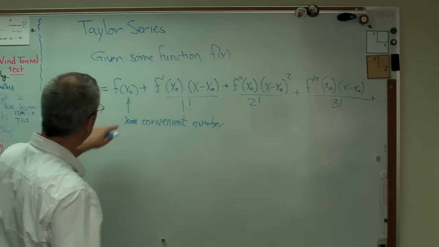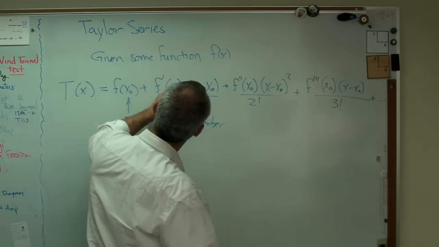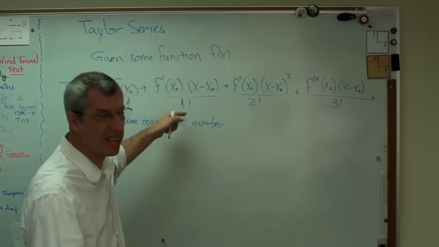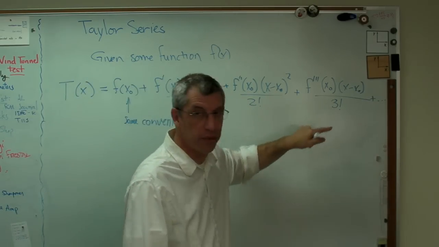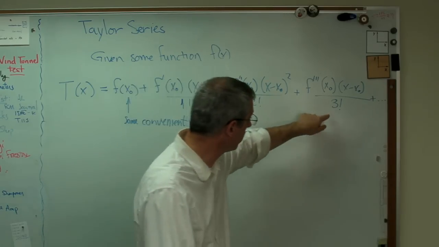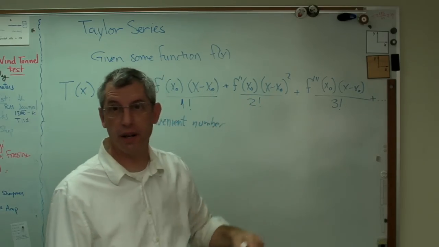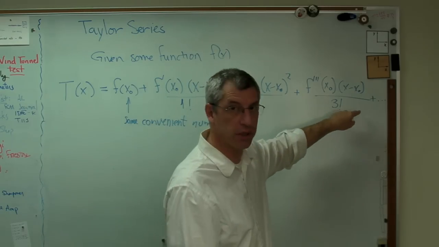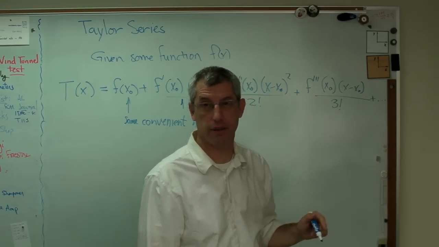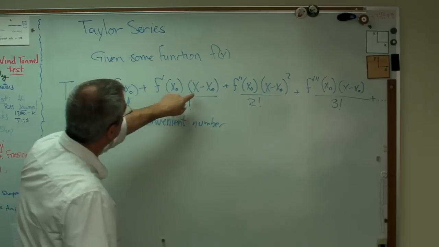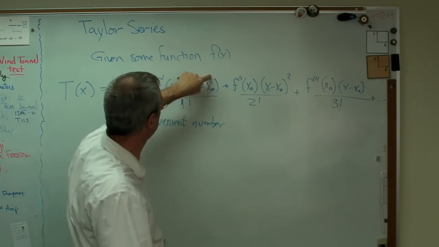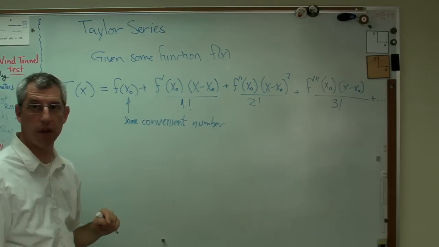Okay? So anyway, that's some convenient number, and this is just the factorial, right? So 1 factorial is 1, 2 factorial is 2, 3 factorial is 6, because it's 3 times 2 times 1, 4 factorial is 4 times 3 times 2 times 1, and so on. You can see these numbers are going to get small really fast, okay? So this thing right here is the difference between x, wherever x is, and this convenient number you've picked.